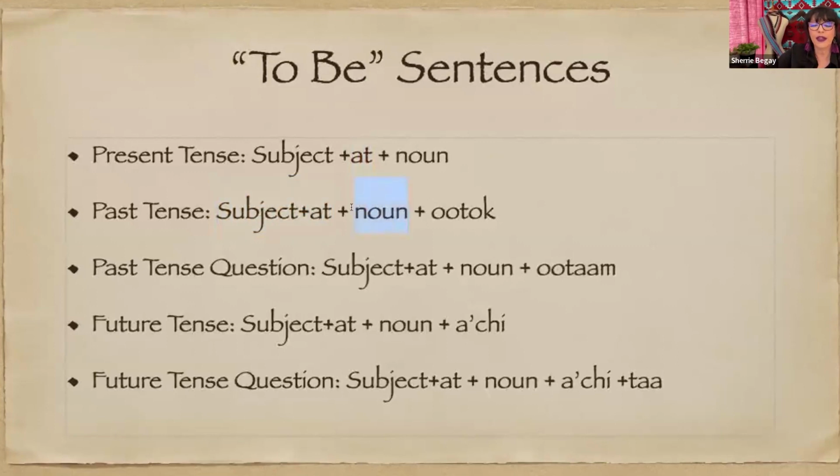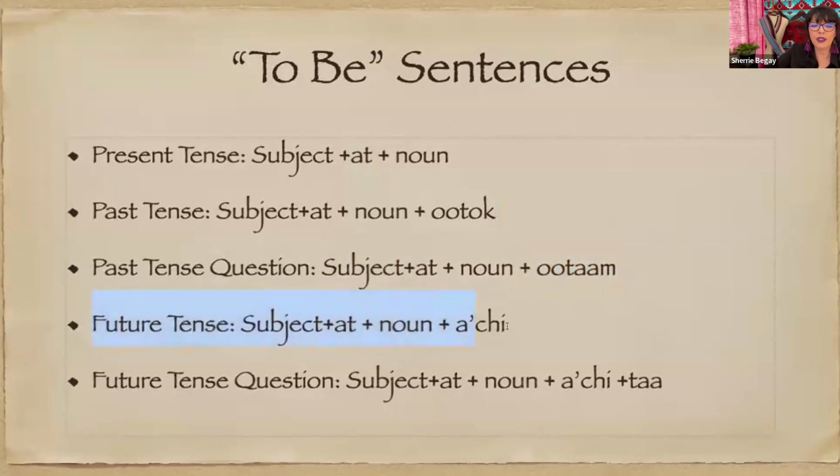If you wanted to say a past tense sentence, you would add your subject and the "at", then you would add your noun, and then otok. And so this would tell you that it was something that existed in the past. And then if we wanted to make it a question, let's look at the next example. So we'd add our subject, the "at" ending, then a noun, and then otam. And then that would let us know that this is a past tense question. Did it exist in the past?